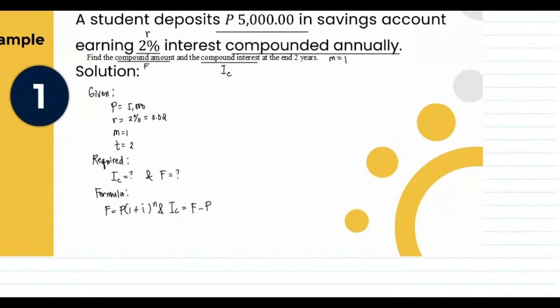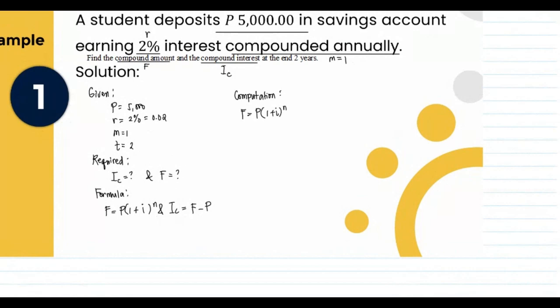Okay? And then if we do the computation now, obviously we are going to do the same thing. Computation for the compound amount first, that's going to be F is equal to P times 1 plus i raised to n. And again, we have to know which is i. So sa i, it's going to be r divided by m. And r there is 0.02. And then, how many times is it compounded? It's going to be 1. And then, if we are going to find for n, that is equal to mt.